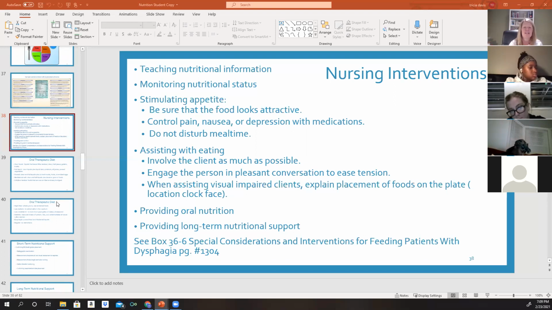Make sure that you can stimulate their appetite. So be sure that the food that they're getting looks attractive. So in the hospital, this is where we're kind of limited. Usually the food isn't good. Most patients complain about it. It's not seasoned to their liking.